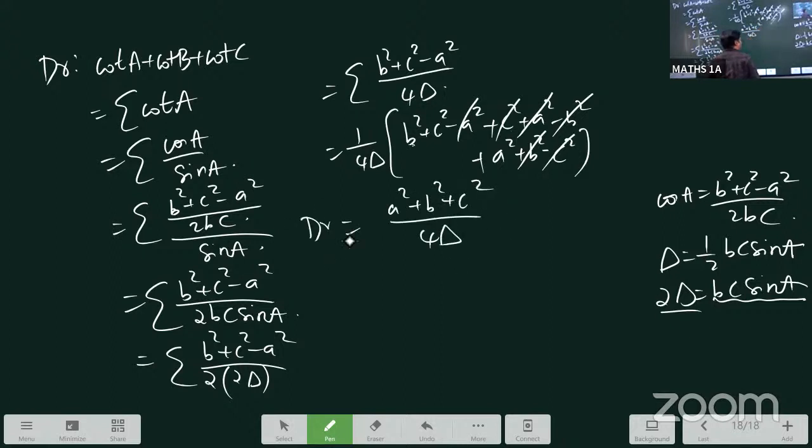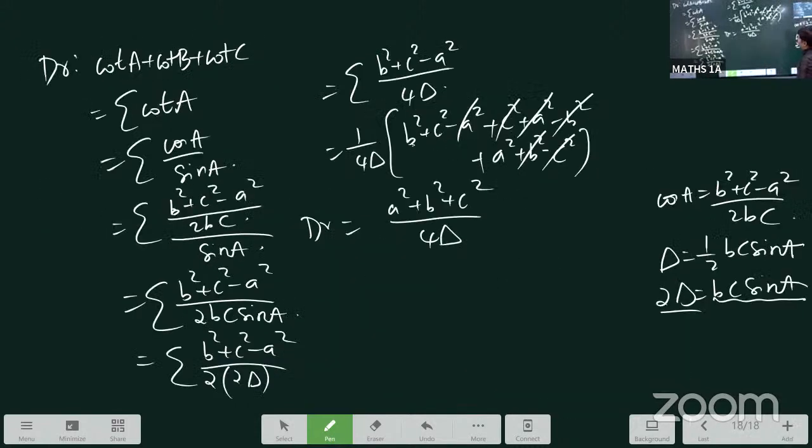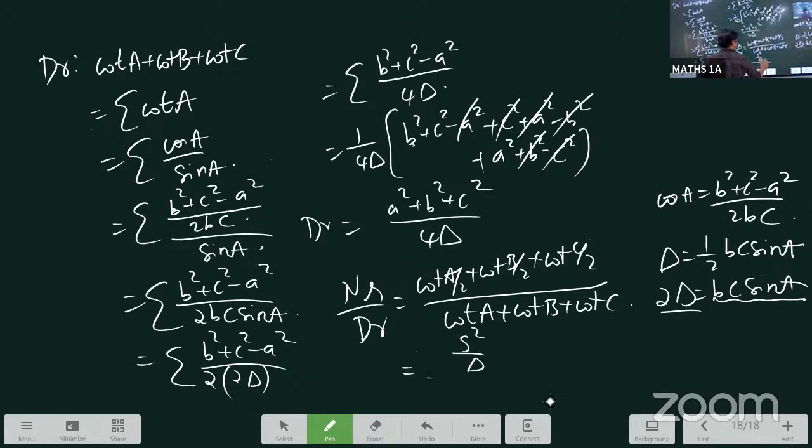This is your denominator. Just now I said, your numerator, what did I get? S square by delta. Your denominator, what did I get? a square plus b square plus c square by 4 delta. So cot A by 2 plus cot B by 2 plus cot C by 2, divided by cot A plus cot B plus cot C, is equal to S square by delta divided by a square plus b square plus c square by 4 delta.